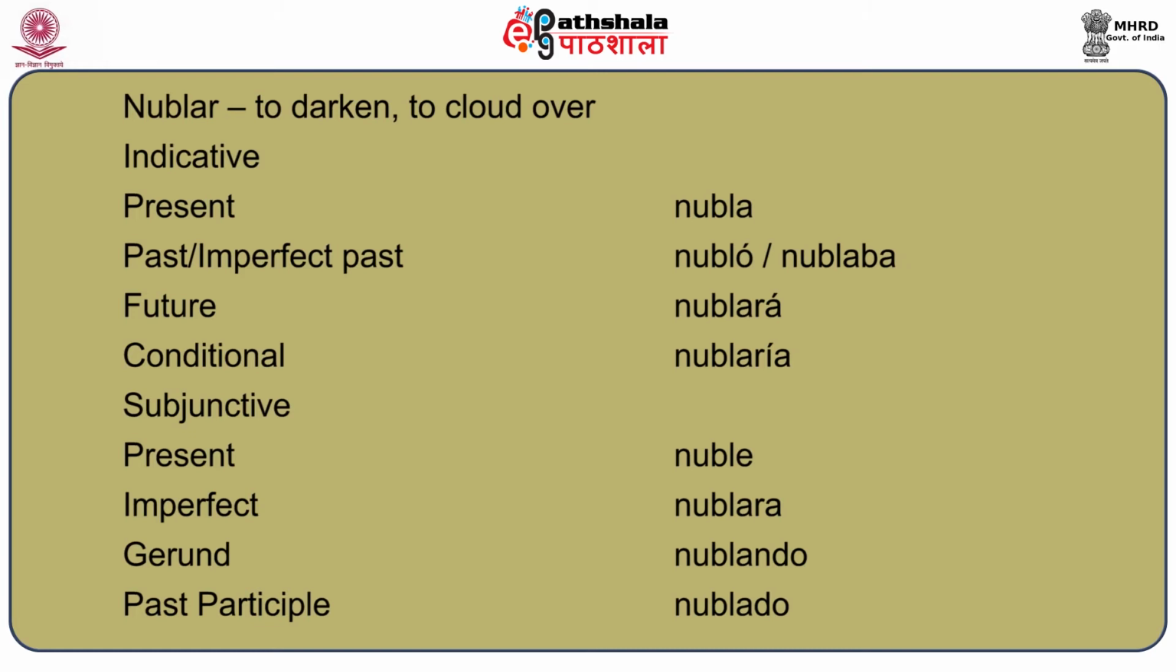In the present subjunctive, it is nuble. In the imperfect subjunctive, it is nublara. In the gerund form, it is nublando. And in the past participle, it is nublado.